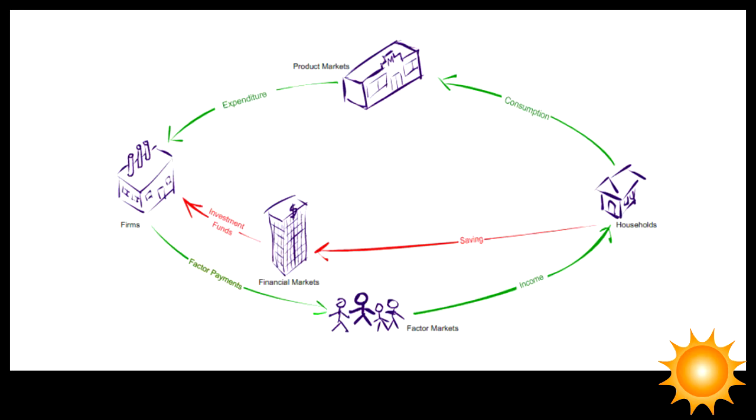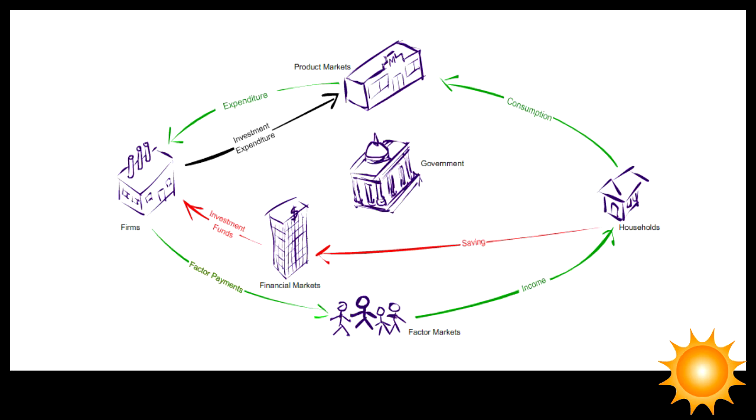The red arrows represent leakage from the circular flow. When the firms spend the investment funds in the product markets, the leakage from the spending stream is recycled back to the circular flow.